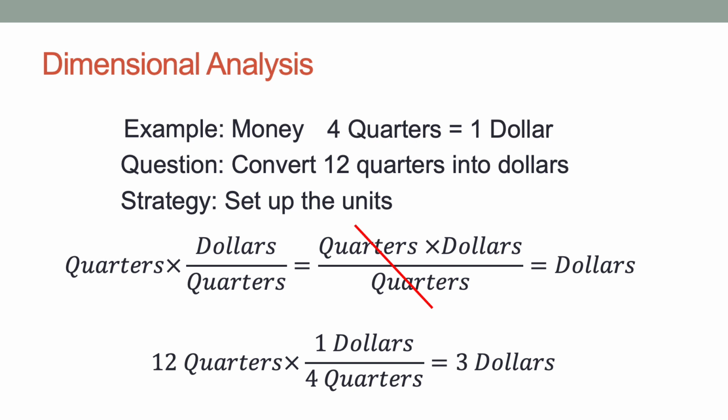So now that our units are set up, we can plug in our values. We'll start off with 12 quarters, which was given to us in our problem. And notice we multiply by the ratio of dollars over quarters. So we'll add 1 in front of dollars and 4 in front of quarters. So this is our relationship. 4 quarters is equivalent to $1. When we do our math, 12 times 1 is 12, divided by 4 is equal to 3. And never forget our units. Units of quarters cancels.